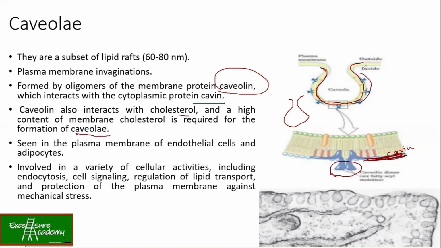They bind to the cytoplasmic protein caveolin, caveolin dimer, and result in the formation of a caveolae, or in simple words, membrane invagination. Okay? Especially they are seen in the case of the endothelial cells and the adipocytes to increase the surface area. Now, they are involved in a variety of cellular activities like endocytosis, cell signaling, lipid transport, protection of the plasma membrane against mechanical stress, etc.